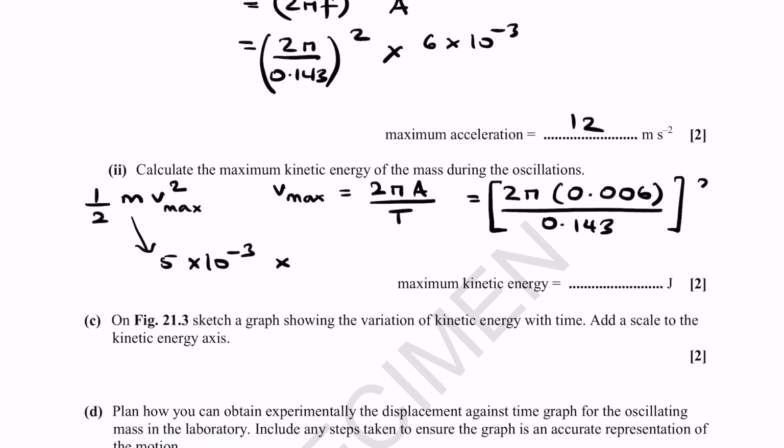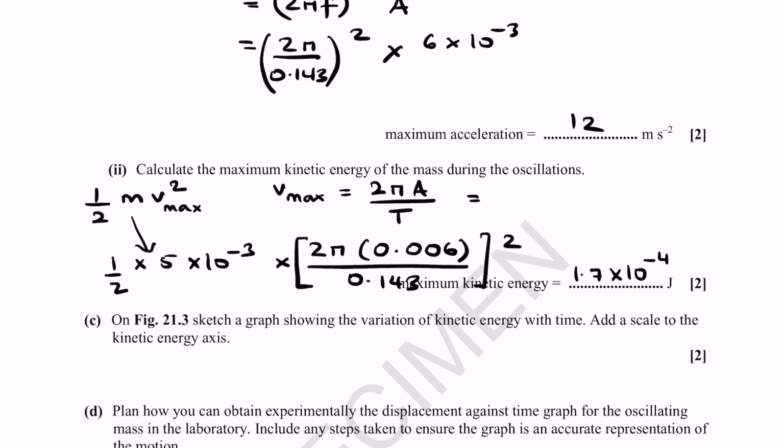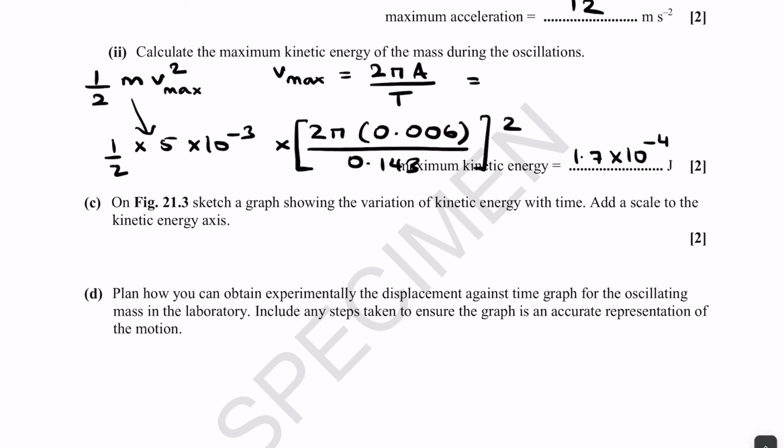Okay, so square that. So I'm just going to put this over here, and that ends up giving me 1.7 times 10 to the minus 4 joules as the answer. And part C now says, on figure 21.3, sketch a curve, or well, graph showing the variation of kinetic energy with time at a scale to your kinetic energy axis.